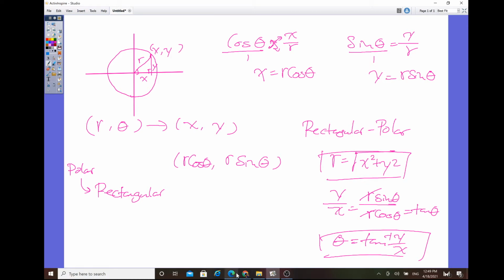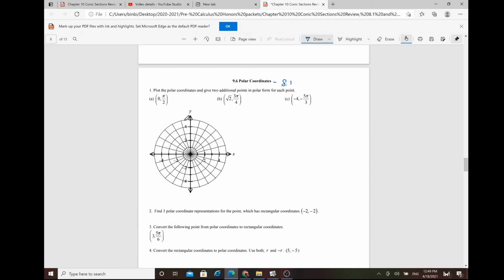Going back to the template: plot the polar coordinate and give two additional points in polar form for each point. For 0, pi over 2, the radius is 0 and the direction is pi over 2. Pi over 2 is over here, but the radius is 0, so it's just right here at the pole.